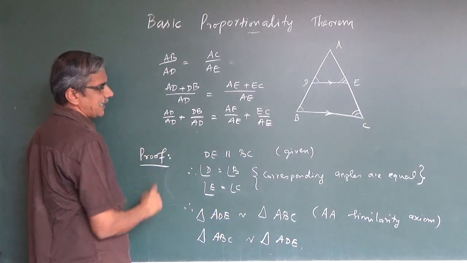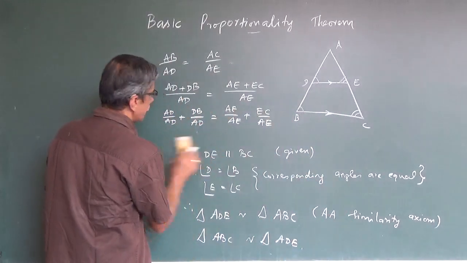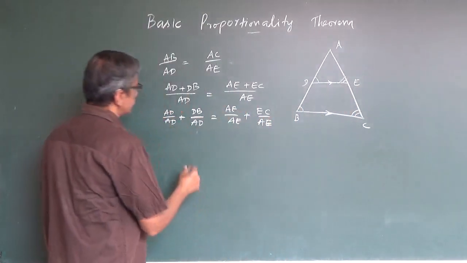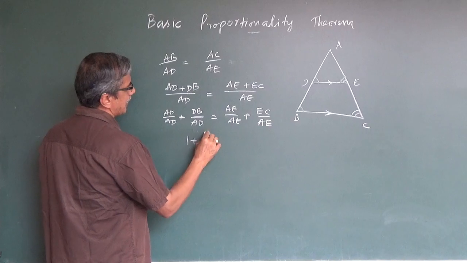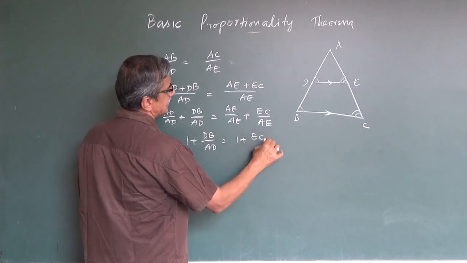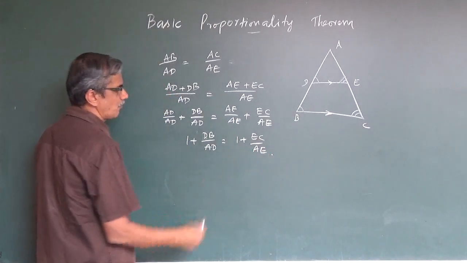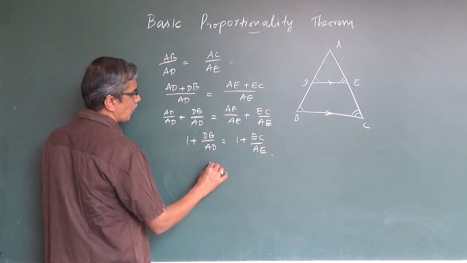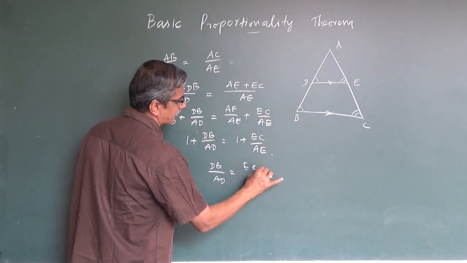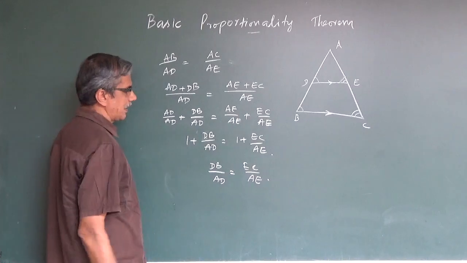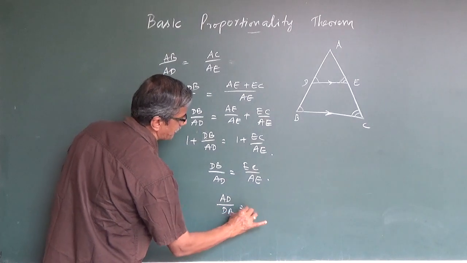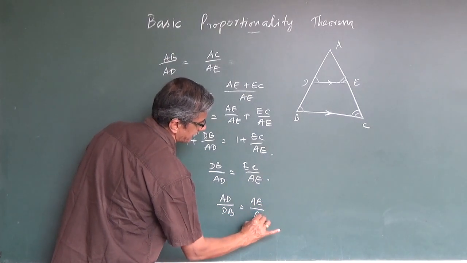Now AD by AD is 1. So it will become 1 plus DB by AD is equal to 1 plus EC by AE. Now I can remove 1 from both the sides. When I remove 1 from both the sides, it will become DB by AD is equal to EC by AE. Now I can reciprocate both the sides. It will become AD by DB is equal to AE by EC.